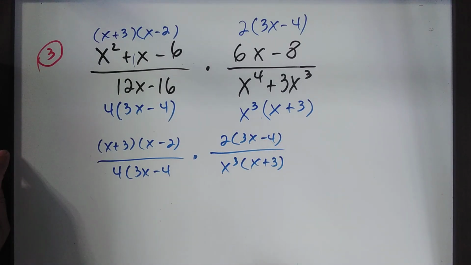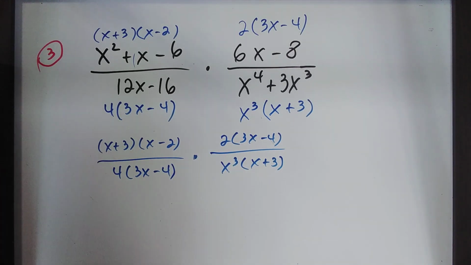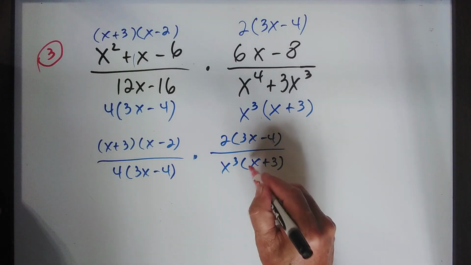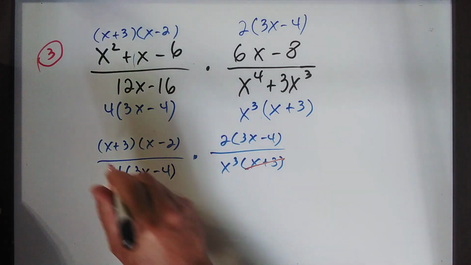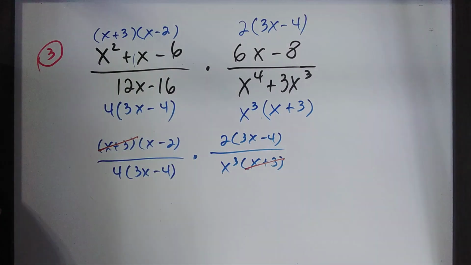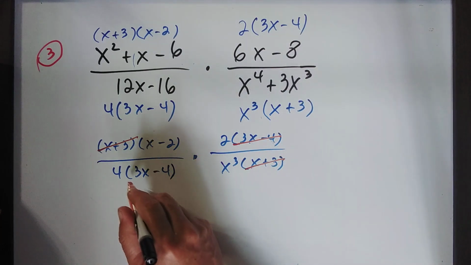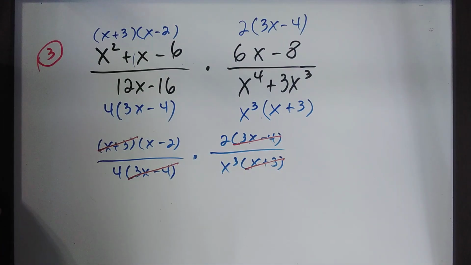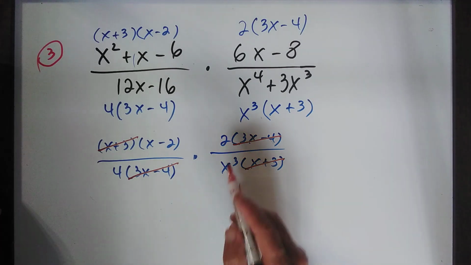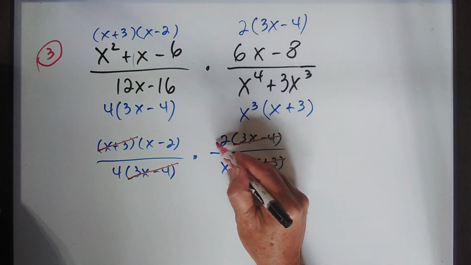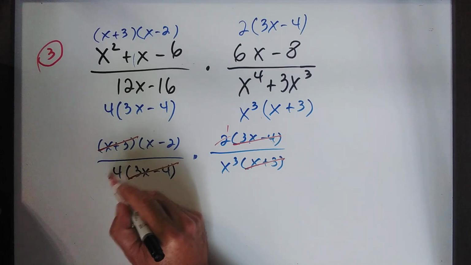So let's see what happens. Oh, I forgot this. I want to start canceling. So I'm going to cancel the x plus 3 down here with the x plus 3 up here, and the 3x minus 4 up here with this one here. Do you see anything else? Yeah, the 4 and the 2. That goes to 1 and this goes to 2.